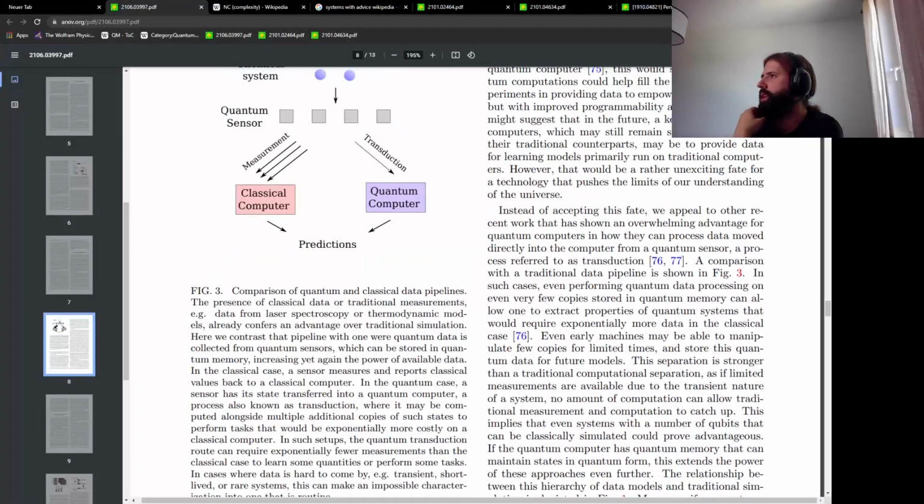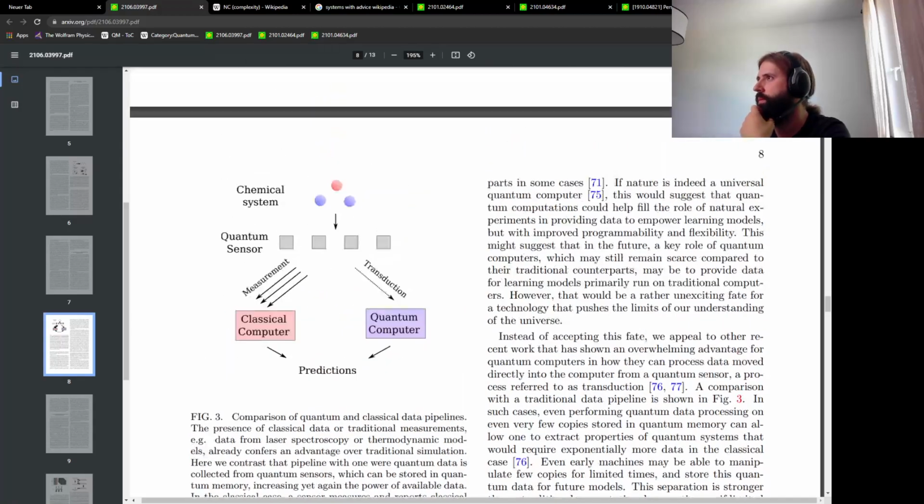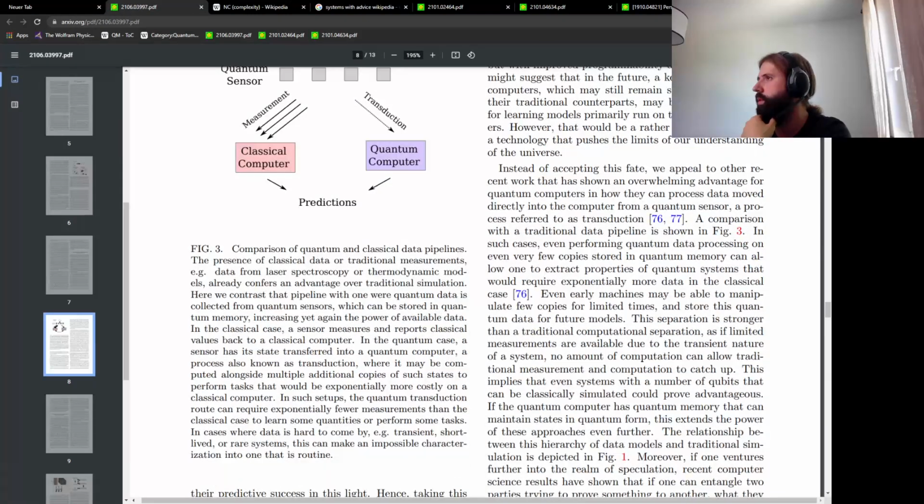Essentially, if you can get data directly to the computer via some sensors, or with this transduction, which I guess essentially it's some sort of probably entanglement or something like that, isn't it? Where you're kind of essentially coupling one state to the quantum computer state or something like that. I don't know.